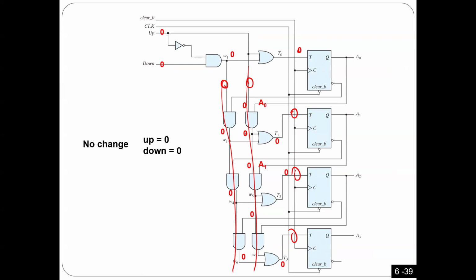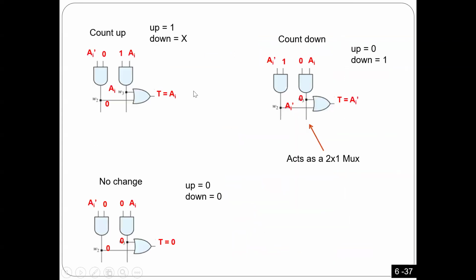Your question? My initial question was if you could take out the down input and the first AND gate and just do up and up prime, but then I realized what you just said, that if you want to pause. Yeah. Pause on it. Yeah.